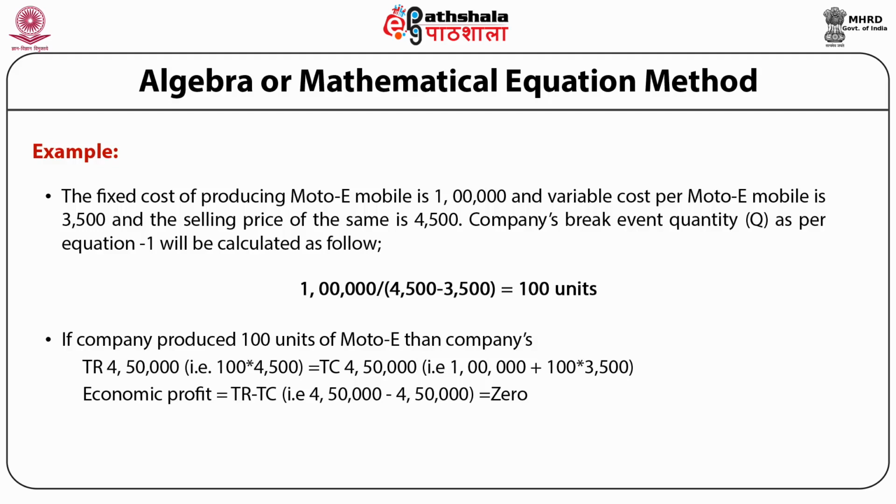So total sale 4,50,000 is equal to total cost 4,50,000. Here the economic profit is 0 because total revenue minus total cost is 0. 4,50,000 minus 4,50,000 is equal to 0.